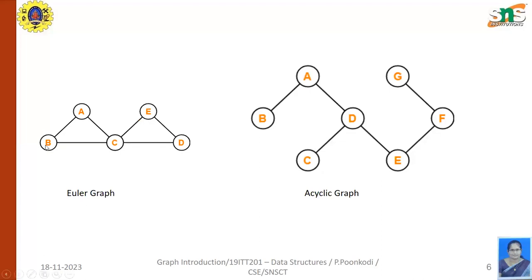Then the Euler graph. The Euler graph is also the same. Here also we have to visit all the vertices, but here it will form a cycle. It's not a problem. The only condition is you have to visit each edge only once.